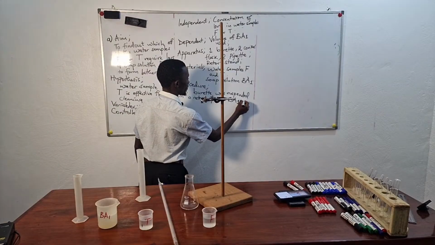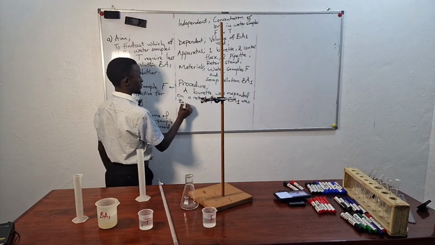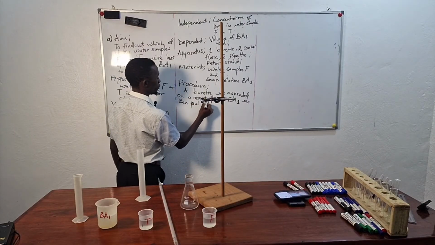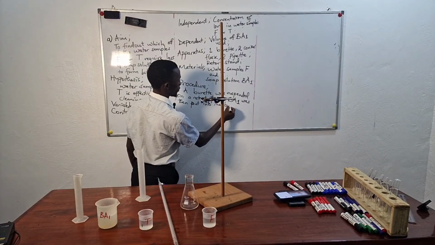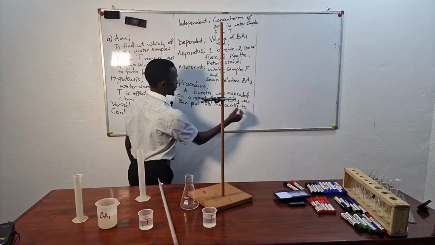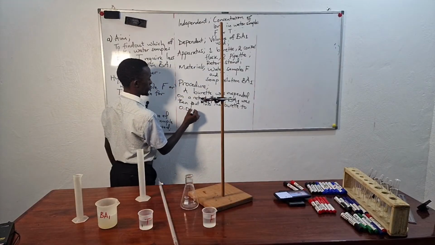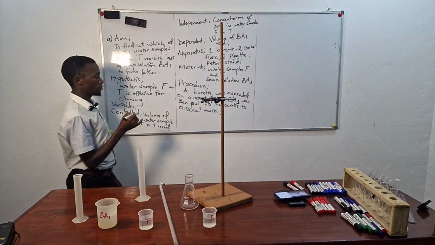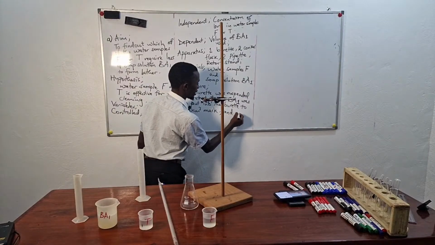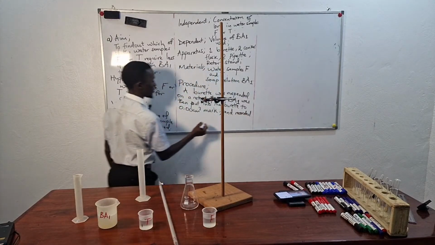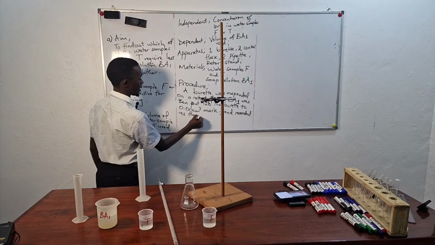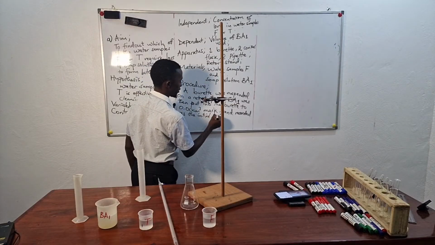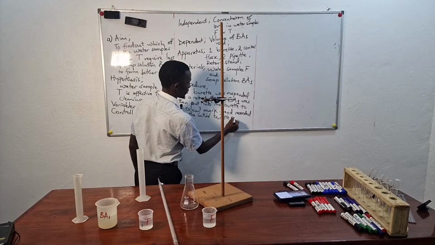BA1 was then put into the burette to a 0.00 cubic centimeter mark and recorded as the initial burette reading.